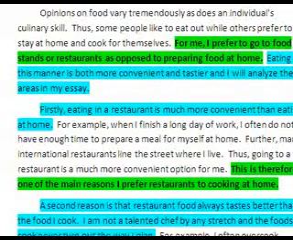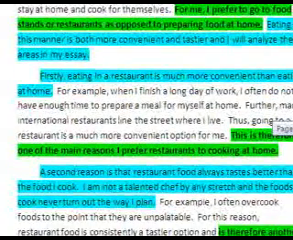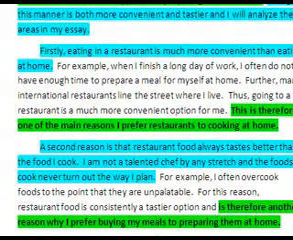The first sentence in the supporting paragraph reads, "Firstly, eating in a restaurant is much more convenient than eating at home." I marked this in blue because this links back to the outline sentence. For example, when I finish a long day of work, I often do not have enough time to prepare a meal for myself at home. Further, many international restaurants line the street where I live. Thus, going to a restaurant is a much more convenient option for me. This is therefore one of the main reasons I prefer restaurants to cooking at home. As you can see, I've even included some of the words from the thesis in this sentence in green, linking back to the thesis.